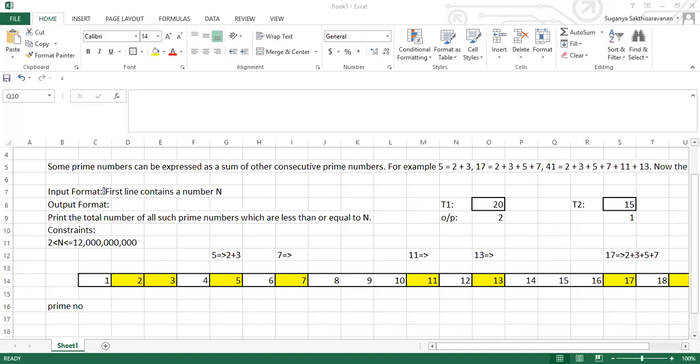The first step is to generate the prime numbers within a range, followed by checking the condition. What is the condition we are supposed to check? Check whether the sum of consecutive prime numbers produces the particular prime number. You're supposed to leave off all the non-prime numbers and check with the prime numbers alone.